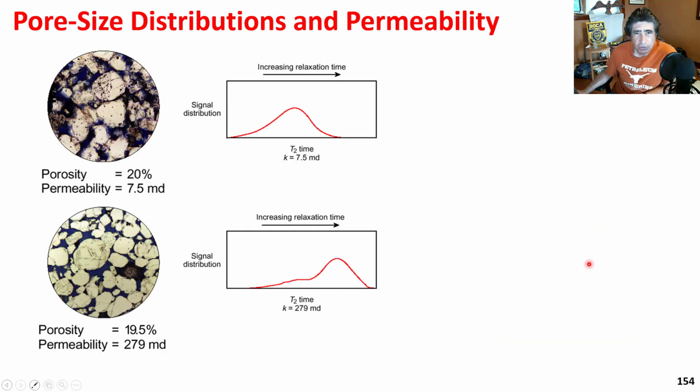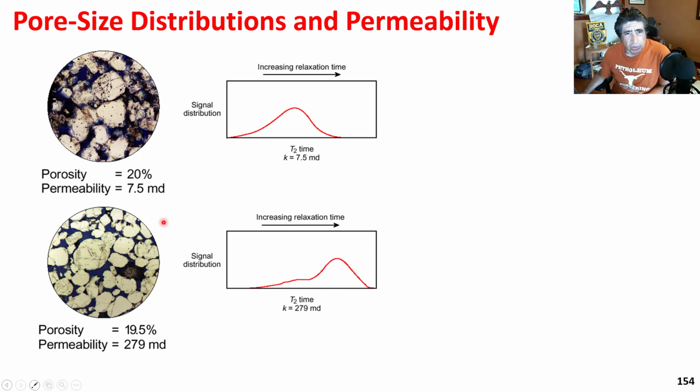So here's an example of two rocks that have the same porosity, or closely the same porosity, 20% porosity, and they have different permeability. So you have approximately the same porosity with different permeability. And why so? Well, because the throat sizes and the pore sizes are not the same. And why is this happening? Okay, so here we have, as I said, 20% porosity, and in one case we have 7.5 millidarcies, in the other case we have 279 millidarcies.